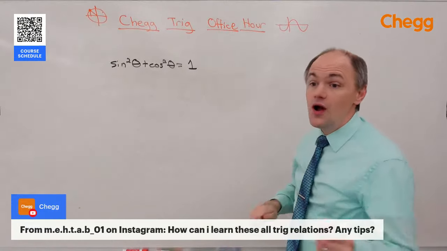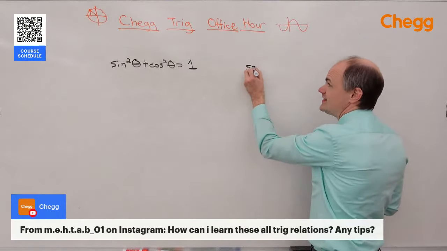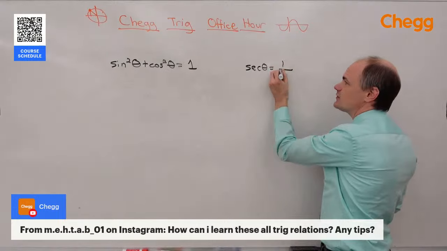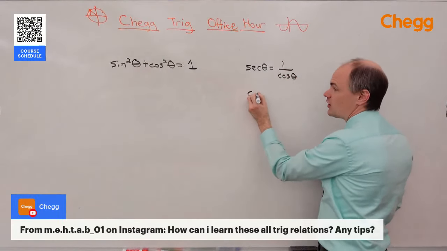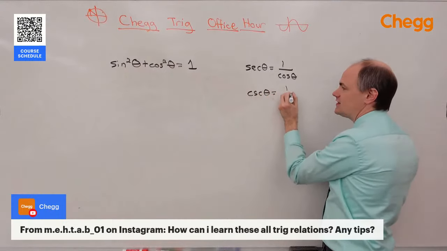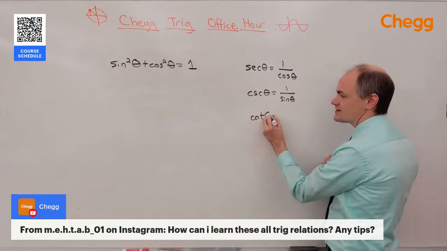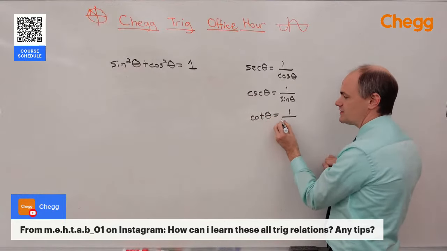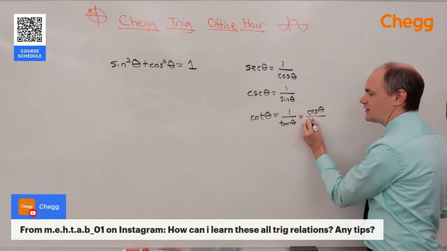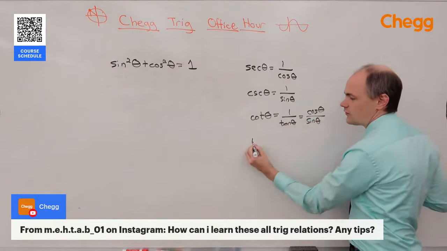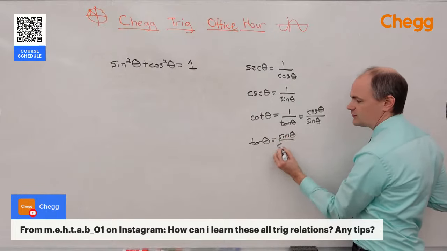The other thing you should know are your reciprocal identities. So you should know that secant of theta is the reciprocal of cosine. You should know that the cosecant of theta is the reciprocal of sine. You should know that the cotangent of theta is the reciprocal of tangent, or even better yet, it's just cosine divided by sine, because you know that tangent is sine divided by cosine.